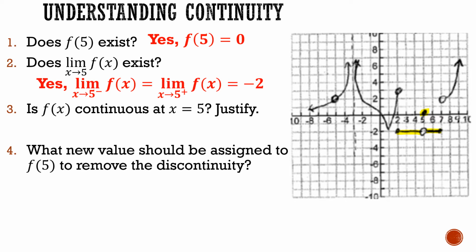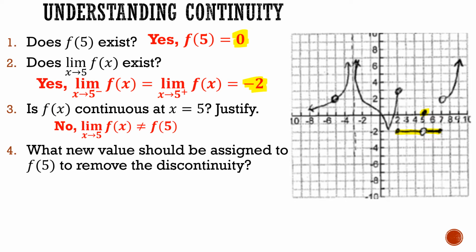But is it continuous? I'd have to say no. The reason why it's not continuous is that by definition, the limit from the left must equal the limit from the right, must equal the limit, but it also has to equal the function at that point. In other words, this 0 that we found in part 1 must equal this -2 that we found in part 2. If they don't equal, then that means it's discontinuous, which actually makes sense when you look at the graph, because if I take my highlighter and draw along the graph at 5, I have to pick up my pencil to account for the hole. Therefore, it's not continuous.